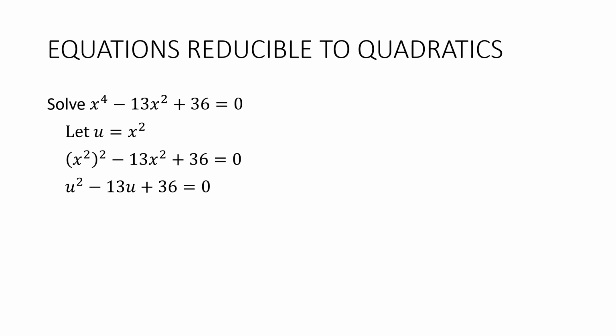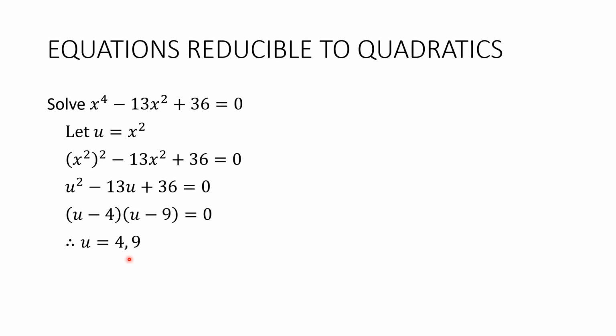See how that's a quadratic? u squared minus 13u plus 36 equals 0. Now always assume that this is going to factorise. And in fact it does. We've got u minus 4 and then u minus 9 is equal to 0. Let's solve for u. u is equal to 4 or 9.